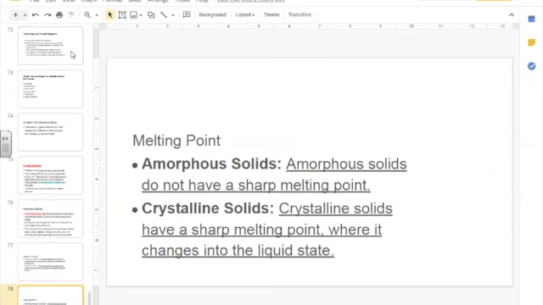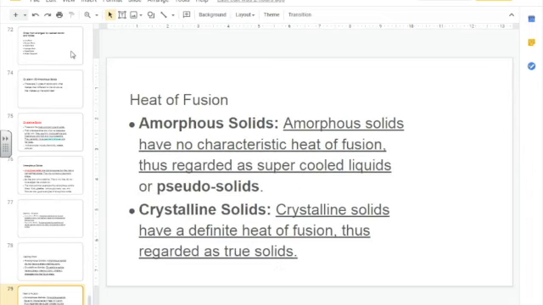You also need to know that amorphous solids do not have a sharp melting point, whereas crystalline solids do have a sharp melting point where it changes to the liquid state. You also need to know amorphous solids have no characteristic heat of fusion, thus regarded as supercooled liquids or pseudosolids. Crystalline solids have a definite heat of fusion, thus regarded as true solids.